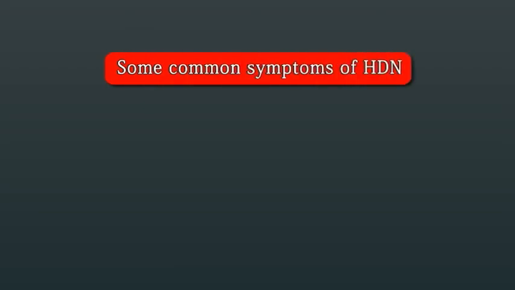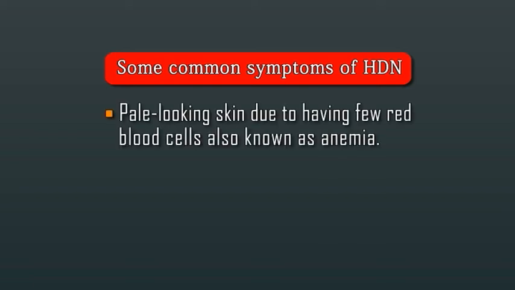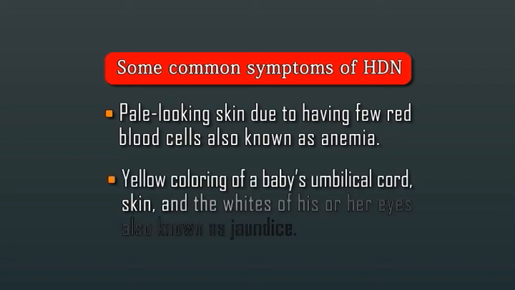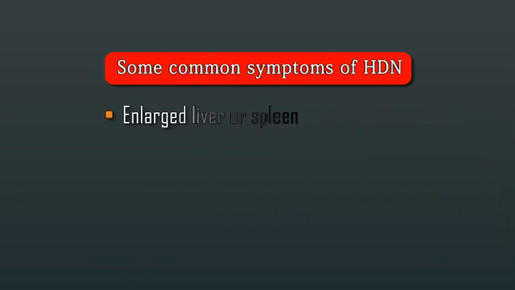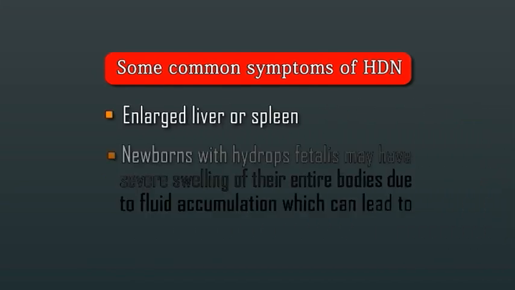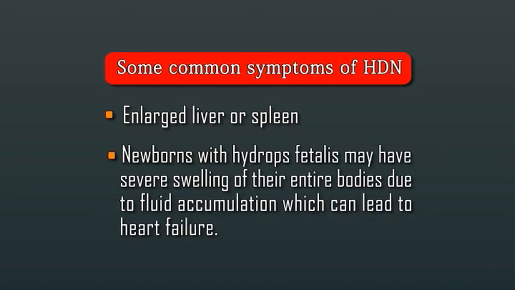Some common symptoms of HDN. After birth, symptoms in a baby include pale looking skin due to having few red blood cells, also known as anemia; yellow coloring of a baby's umbilical cord, skin, and the white of his or her eyes, also known as jaundice; and enlarged liver or spleen. Newborns with hydrops fetalis may have severe swelling of the entire body due to fluid accumulation, which can lead to heart failure.